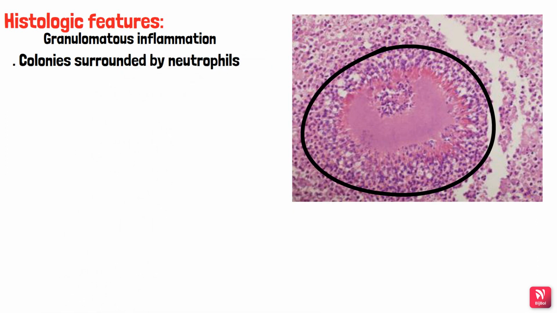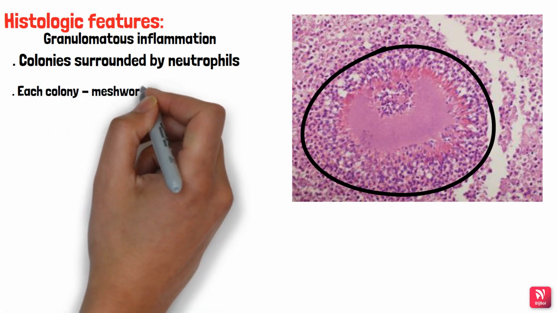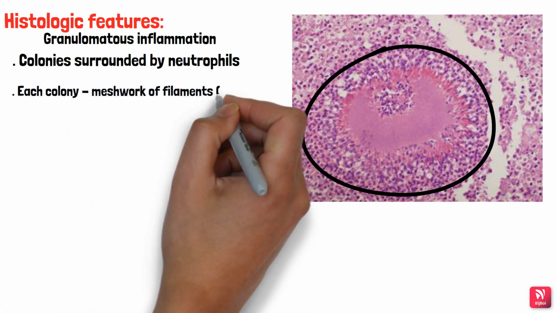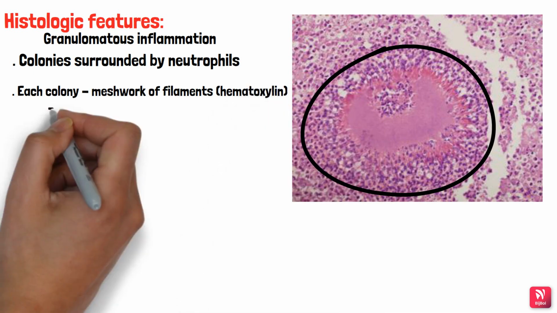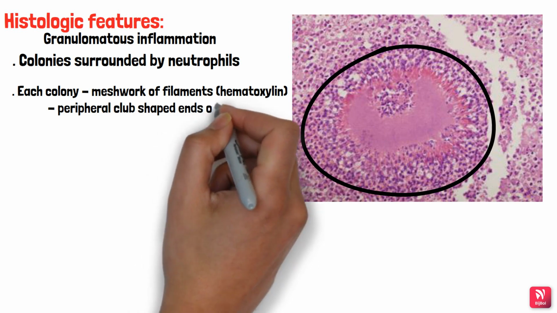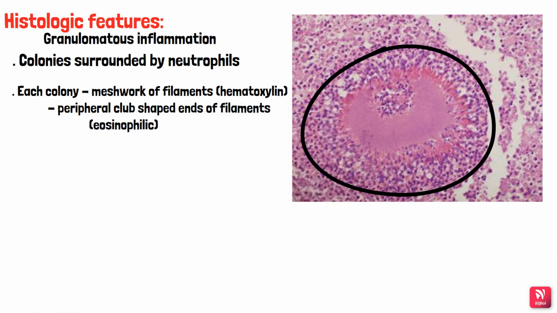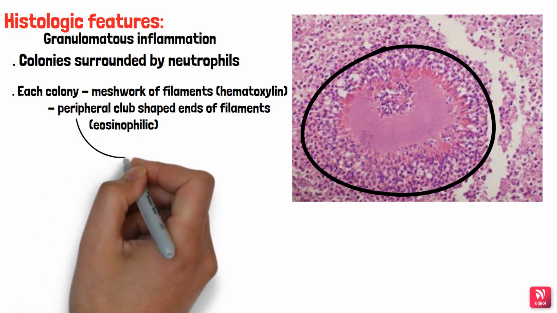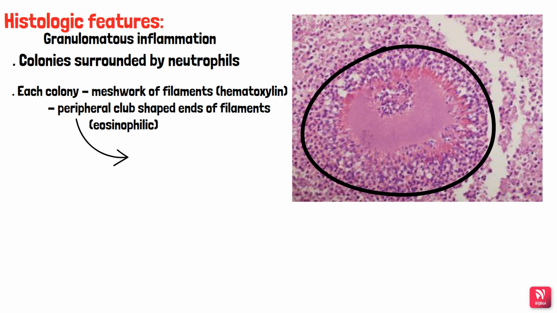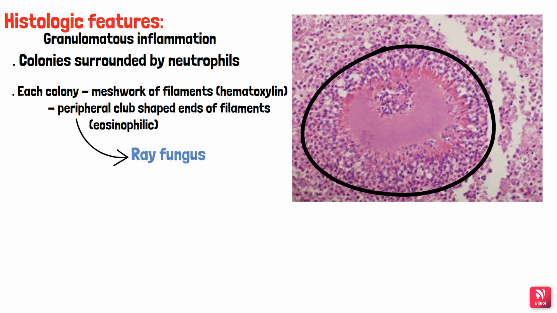And if you see, they contain a centrally hematoxyphilic, and peripherally eosinophilic, rod shaped or club shaped filaments. So this central hematoxyphilic meshwork of filaments and peripheral club shaped ends of filaments are eosinophilic in nature. So altogether that radiating filamentous nature is there, right? That is why actinomycosis is called ray fungus.